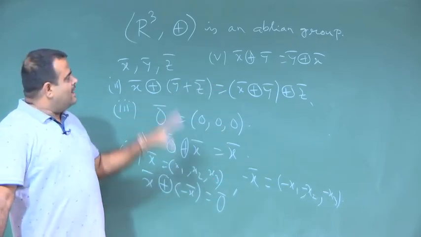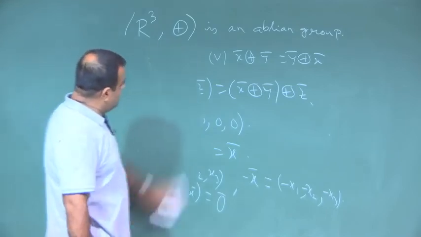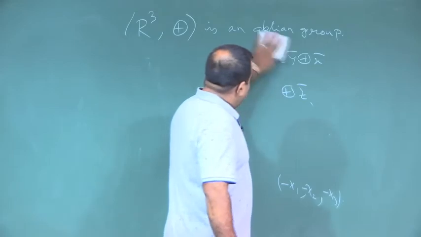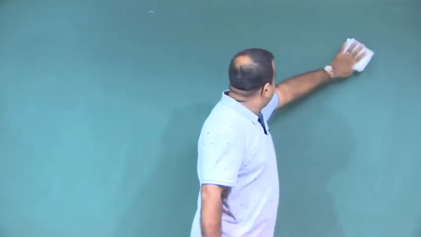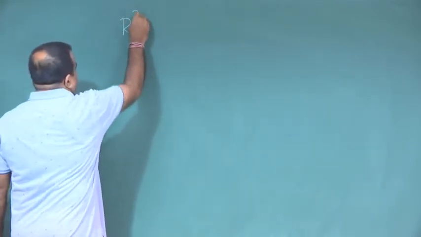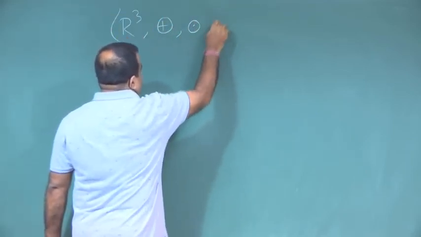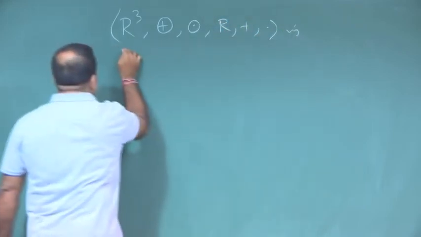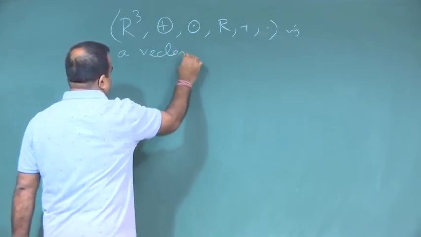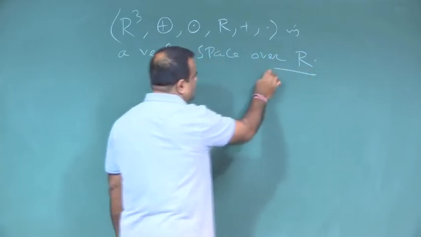So, this is an abelian group, and we can easily verify the remaining properties of the scalar multiplication, and then we can say that this is a vector space. So, R3 along with this is a vector space over R, over the real numbers R.